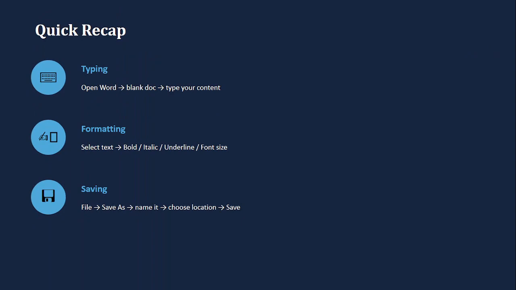So, alright, let's recap what we just did. First, we did typing. We opened MS Word, typed a real letter. Then, we did formatting, such as bold, italic, underline, and changing the font size. Then, the last thing we did is saving. That is, we clicked file, and then we moved to save as. Then we named it, and then we saved with the docx extension. So that's 3 real skills you now have, not just theory. You actually did it.